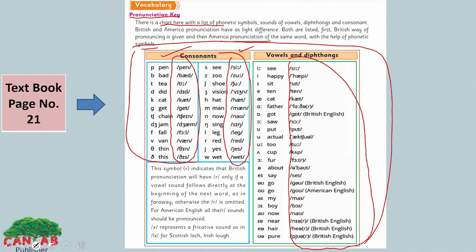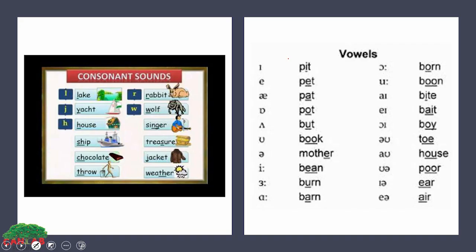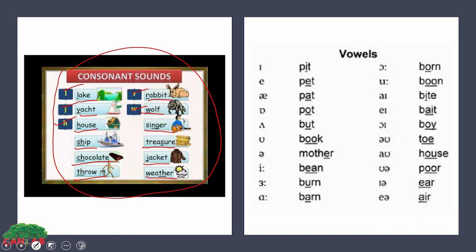I hope you are familiar with the consonant, vowel and diphthong sounds. We will discuss them first. Consonant sounds: what are the consonant sounds? All letters other than A, E, I, O, U are consonants, and sounds like the Y in yacht, the H in house, the R and the W. Look at the shapes: chocolate, throw, rabbit, wolf, singer, treasure, jacket, weather. The underlined parts are consonant sounds, as you can hear in lake, yacht, house, ship, chocolate, through.